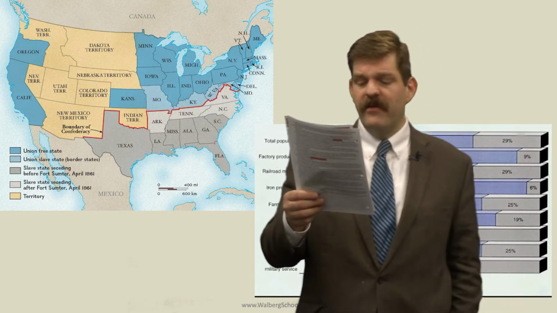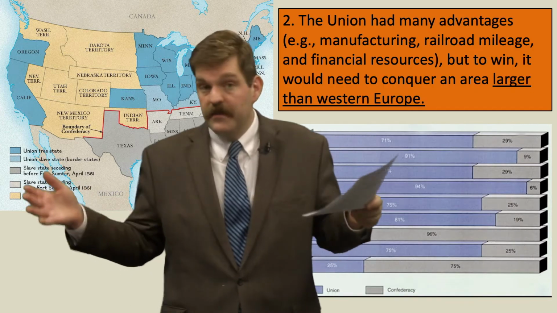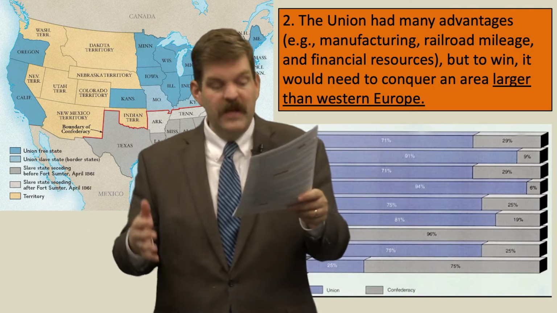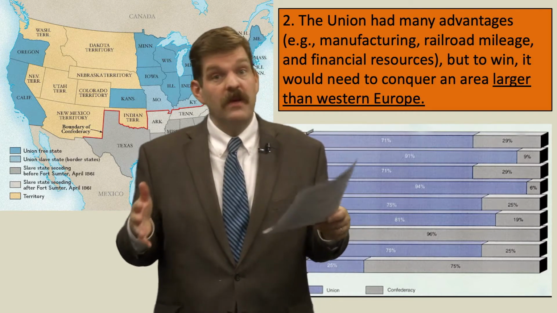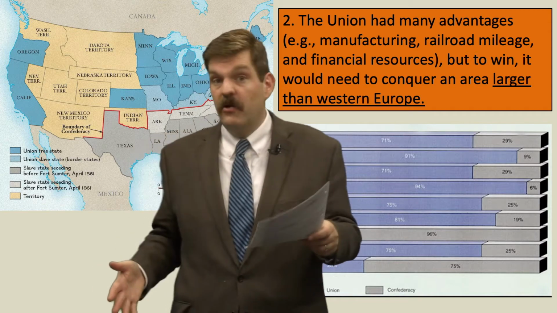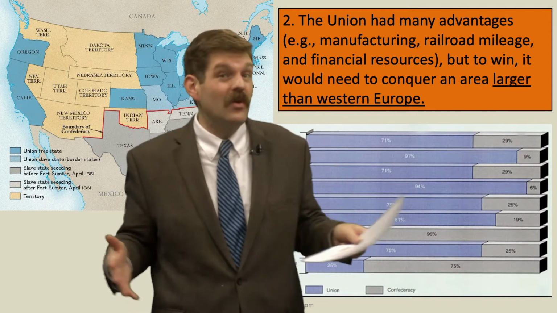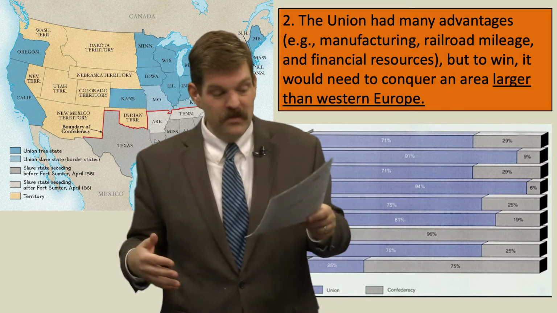The Union had many advantages. In the North, there were the manufacturing segments, the railroad mileage, and financial resources. But to win, it's not enough to just be rich in the war. You also have to go win the war. And they needed to conquer an area of the South that was actually larger than Western Europe. If you imagine trying to conquer all of Europe, that's what the North had to do to the South.